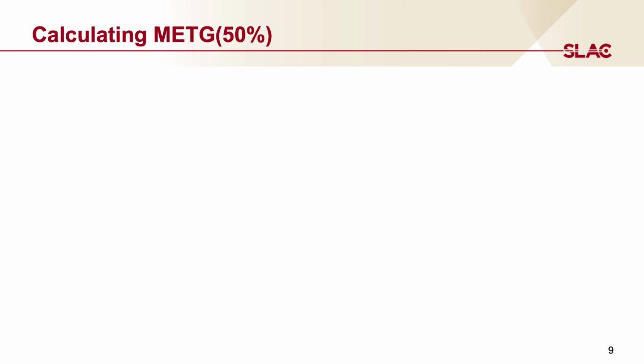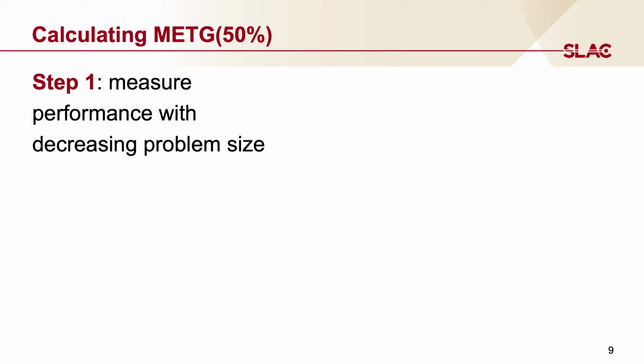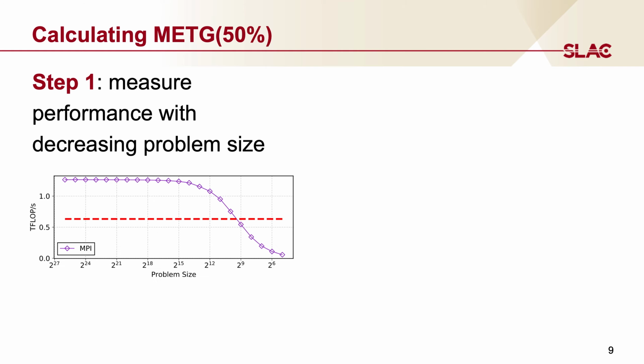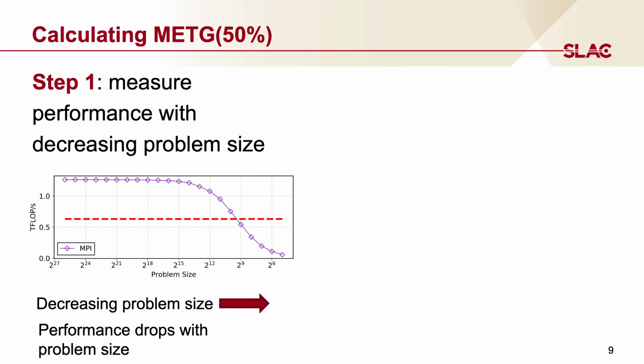Now we're going to measure METG as a two-step process. In the first step, we're going to measure performance with decreasing problem size. So the way to read this graph is from left to right. We start on the far left with a very large problem size, and then we gradually decrease that problem size until performance drops. In this case, we're using a compute-bound configuration of TaskBench, where we simulate problem size by controlling the number of iterations that the compute-bound kernel runs for.